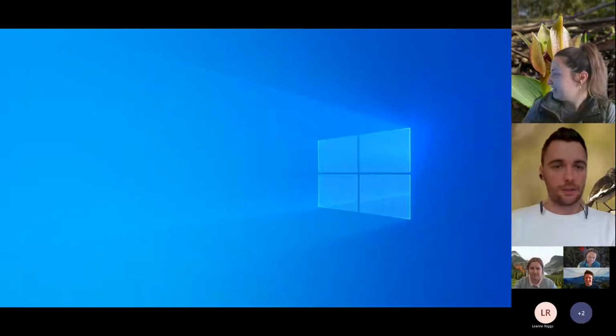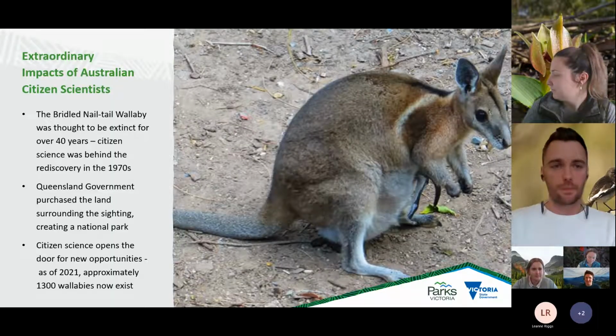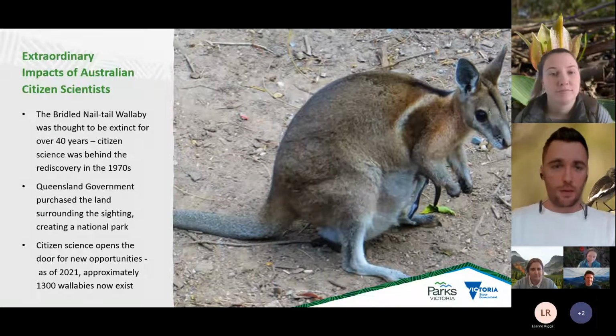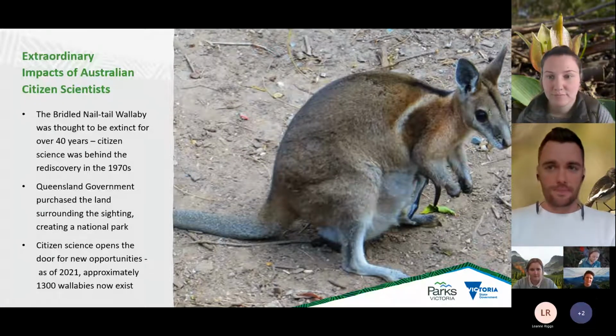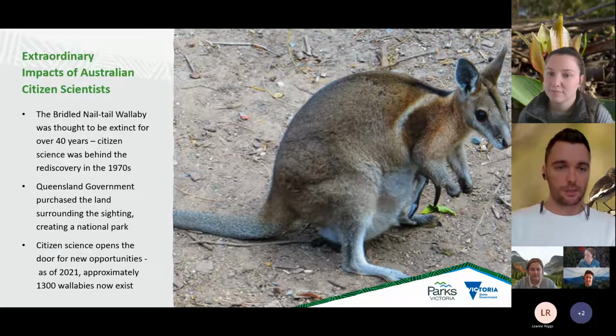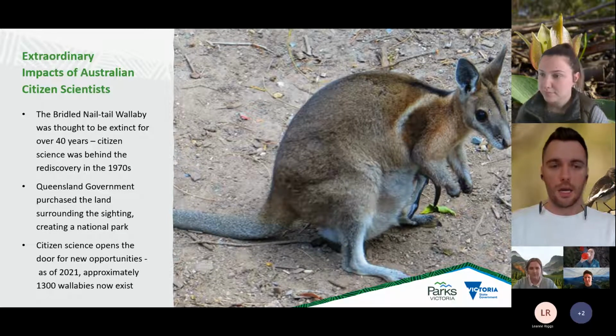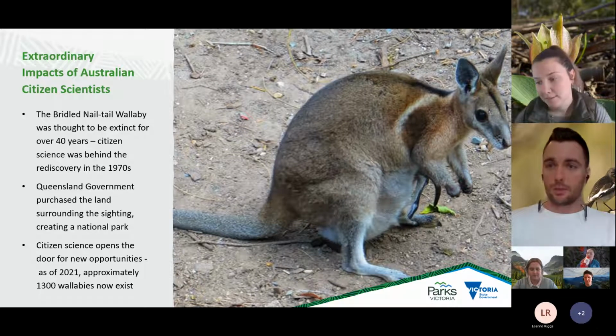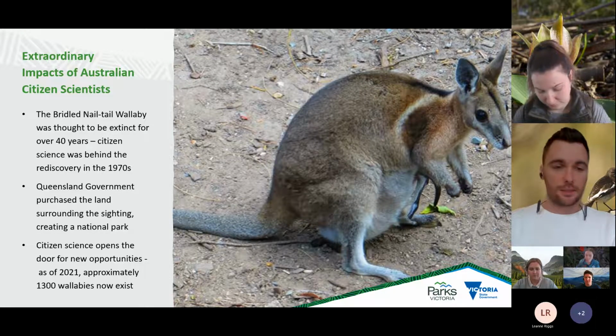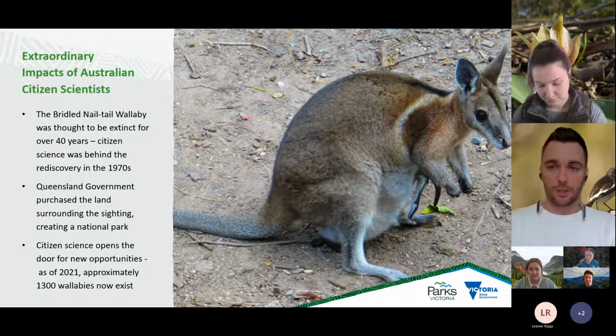This one is a particularly good story. So the bridled nail-tailed wallaby was thought to be extinct from around the 1930s. It was never seen until 40 years later. It was rediscovered in the 70s, and upon the citizen science rediscovery of the species, the Queensland government bought land surrounding the sighting and turned it into a national park. And thanks to the opportunities presented by citizen science, 1,300 of these wallabies now exist as of last year.